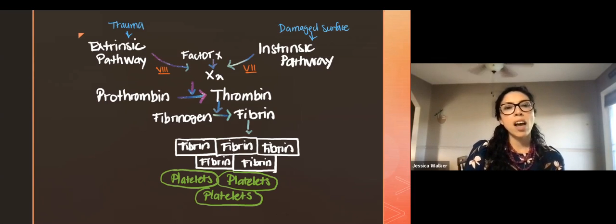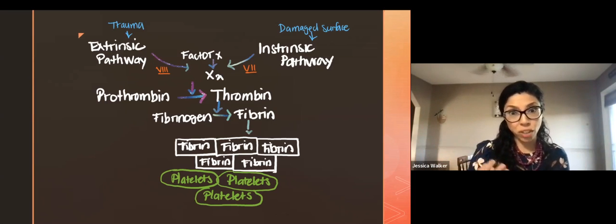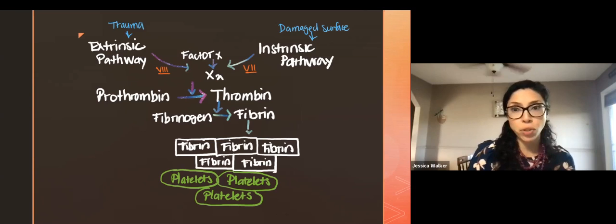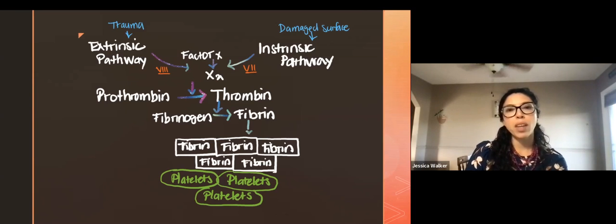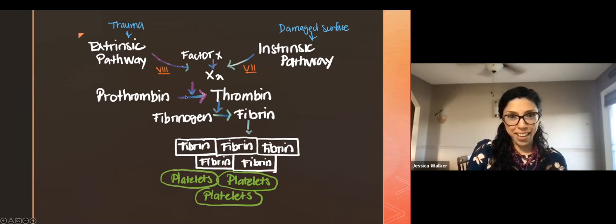You have several factors involved in each of these pathways, but in the intrinsic pathway, the most remarkable one would be factor 7, and in the extrinsic pathway, factor 8. They will ultimately activate factor X to Xa, which will drive the conversion to thrombin, and thrombin will drive the conversion of fibrinogen to fibrin, and bingo, we're going to start making some clots.